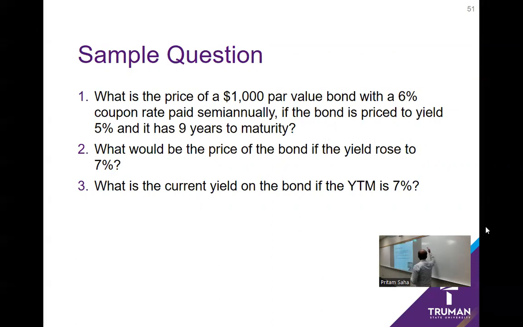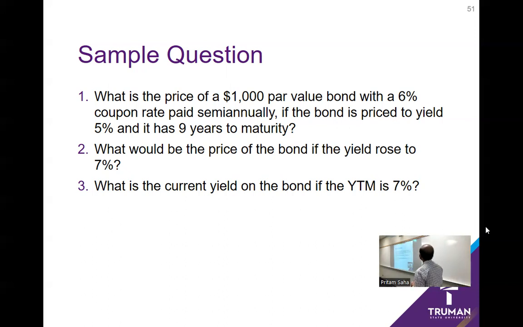So, what should be the inputs for these 4 variables? How much is n? Yes, 18, because it's a 9-year bond, semi-annual compounding, right? Discount rate? 2.5, because 5% APR semi-annual, right?